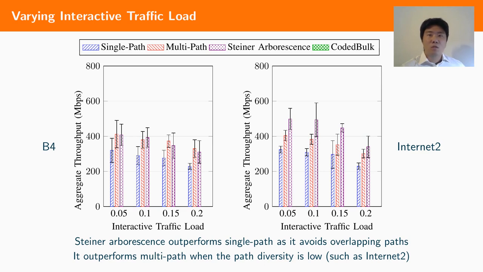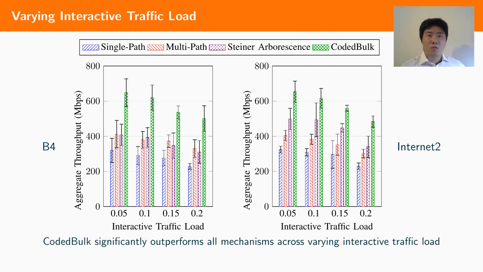As expected, the throughput for all mechanisms decreases when the interactive traffic load increases. Steiner arborescence outperforms single path as it transmits packets much more efficiently. It also outperforms multipath when the path diversity is low, such as Internet 2. In that case, it is more likely to have overlapping paths and then Steiner arborescence is more effective than multipath. In comparison, CodedBulk significantly outperforms all mechanisms across varying interactive traffic load, which demonstrates the benefits of network coding. Please refer to our paper for other results.